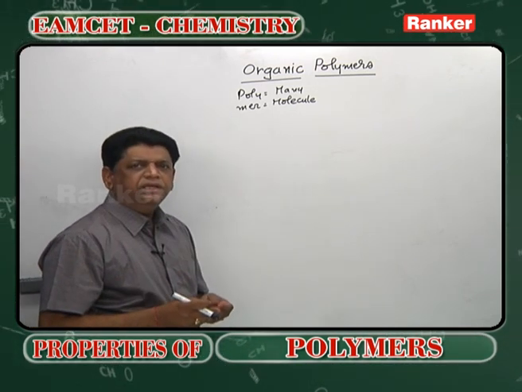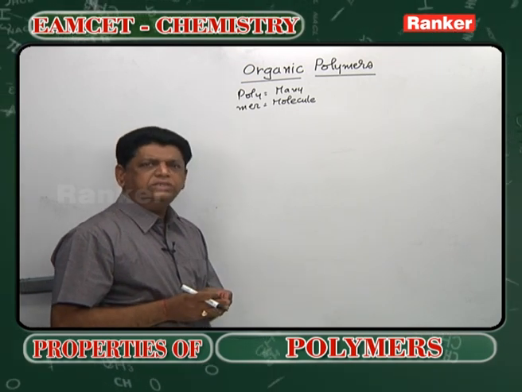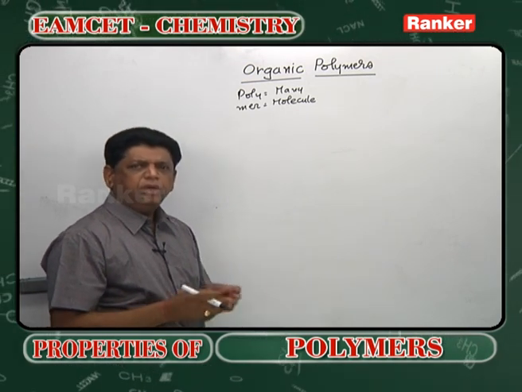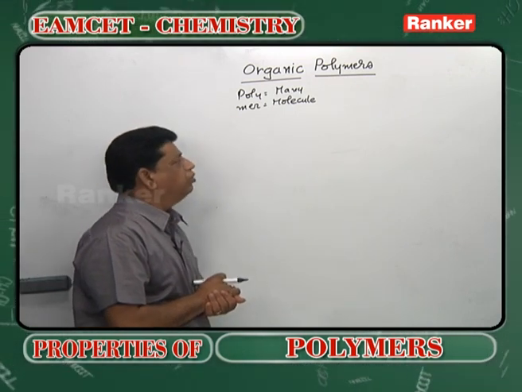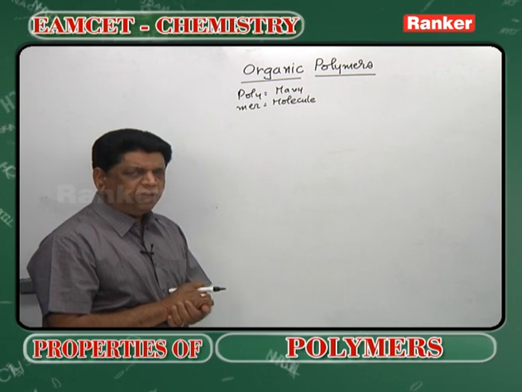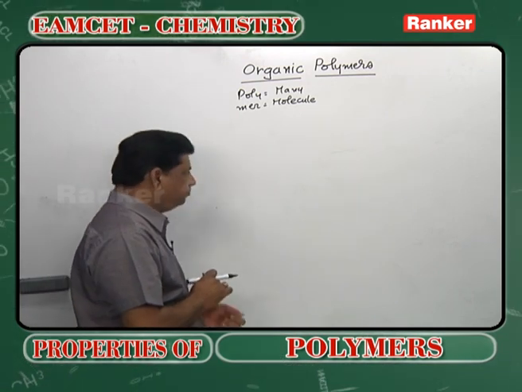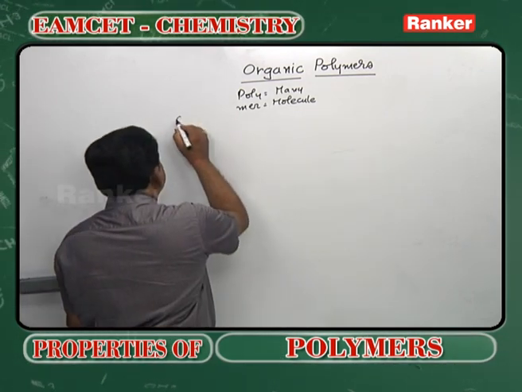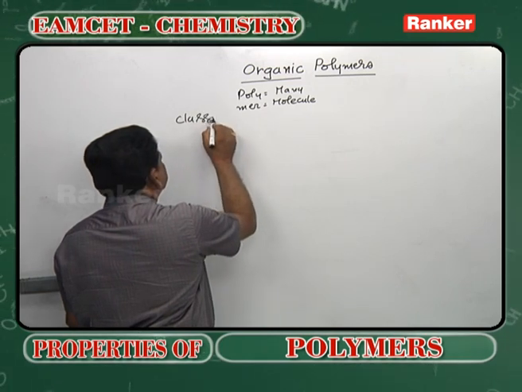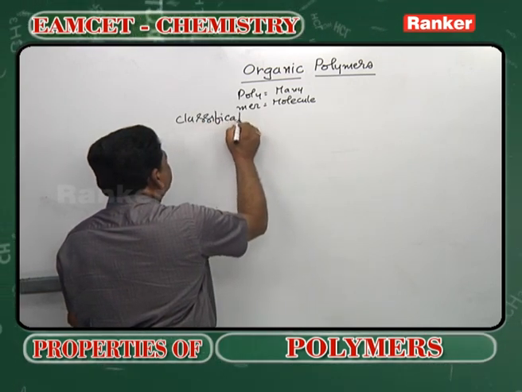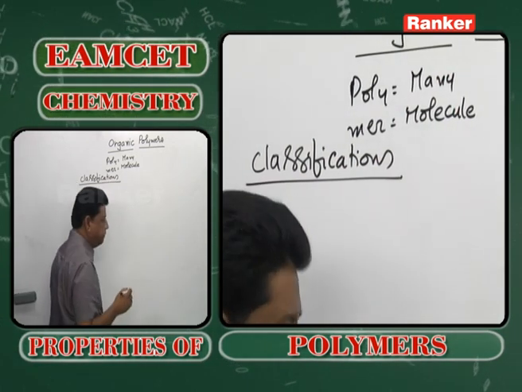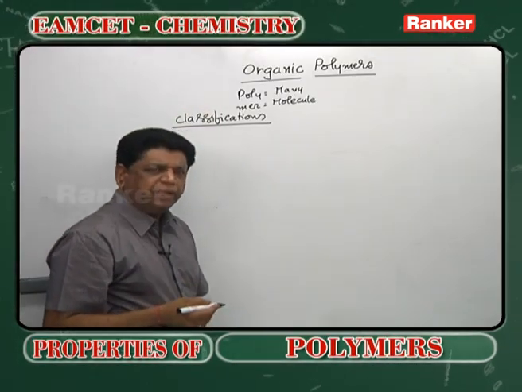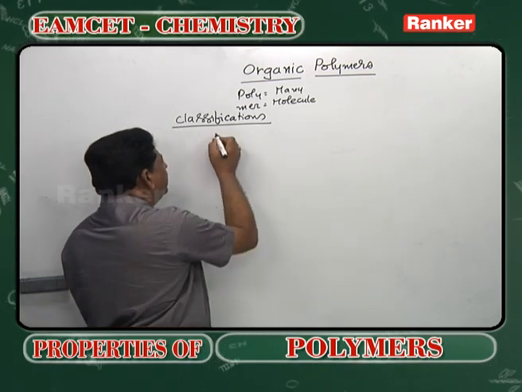So you can define the joining of many smaller molecules into a long giant molecule formation as polymerization. Such a molecule formed is also called a polymer. Polymers can be classified. Classification of the polymer can be based on different methods. They can be classified into 4 types.